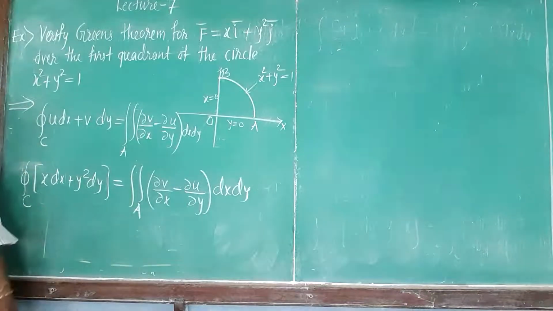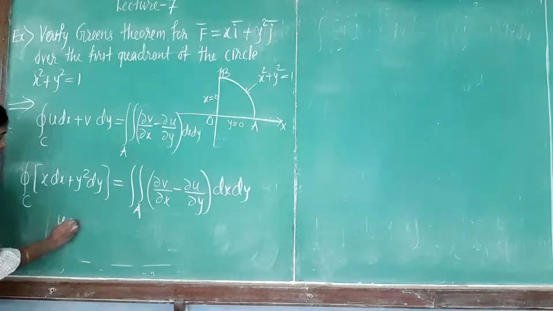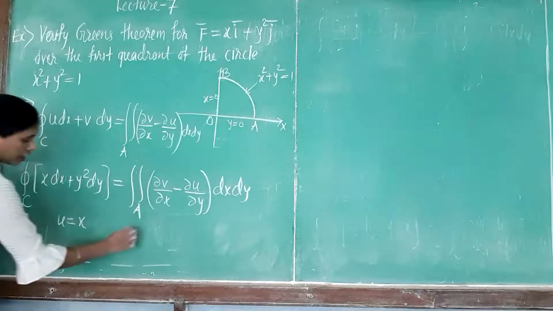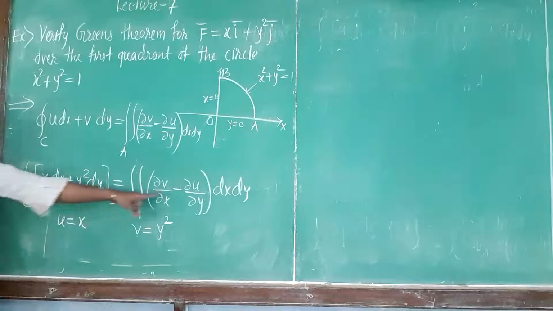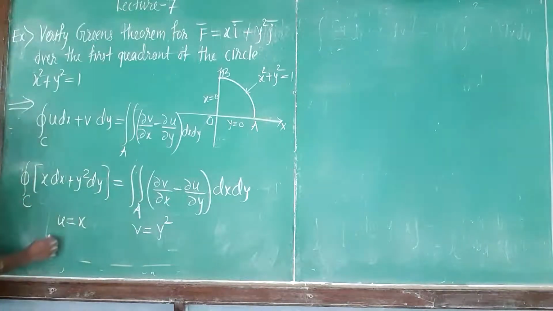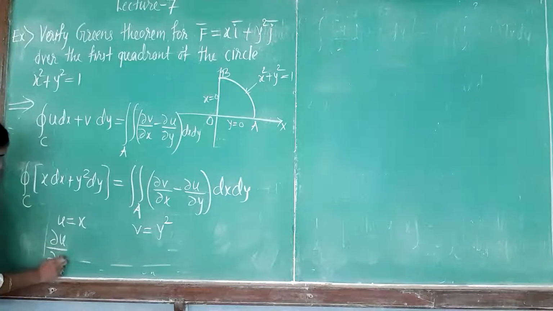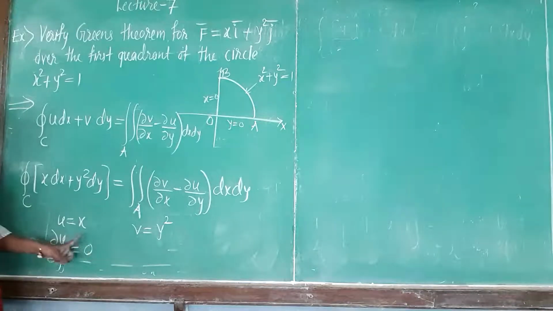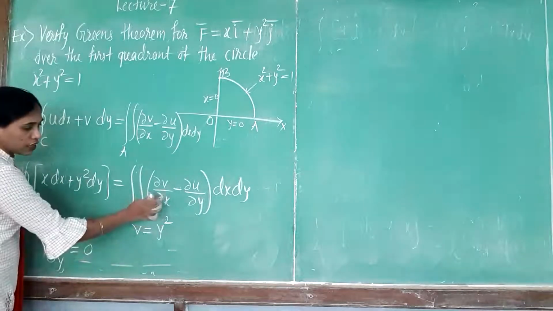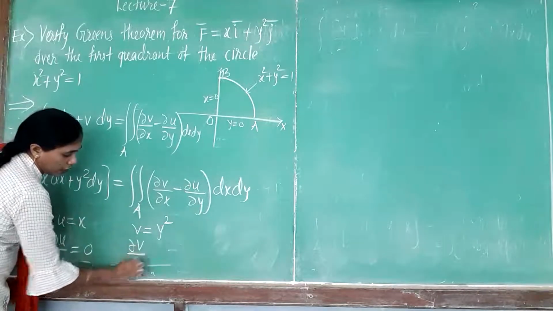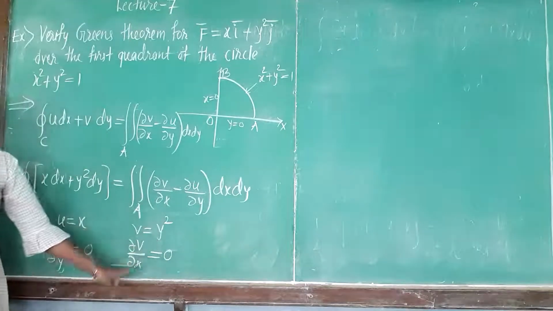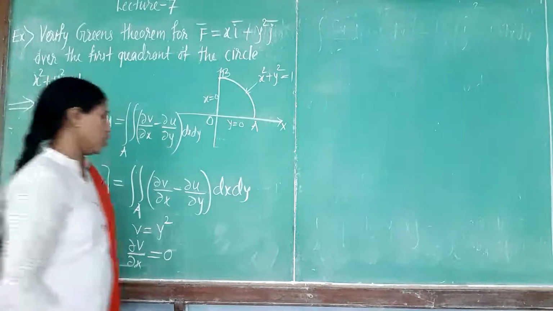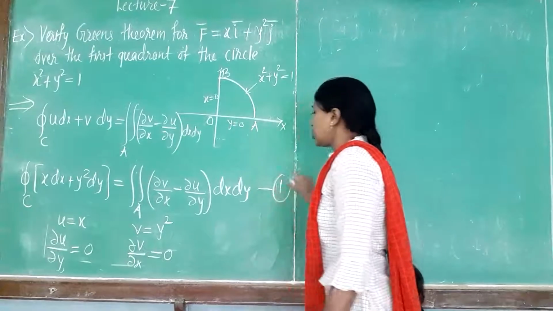Now what are the u and v values? u is equal to x and v is equal to y square. u is x, so find the derivative of u with respect to y. So del u by del y is equal to 0 because there is no y term. The derivative of x with respect to y becomes 0. And for the derivative of v with respect to x, del v by del x is again 0, because the derivative of y square with respect to x becomes 0. Now this is equation number 1.